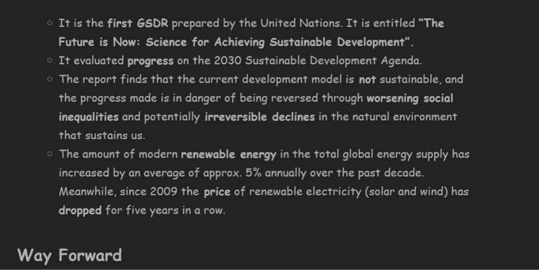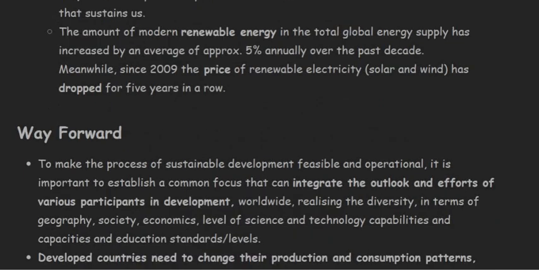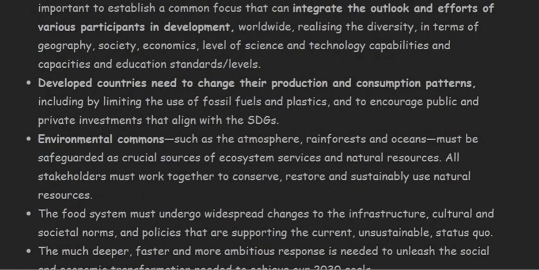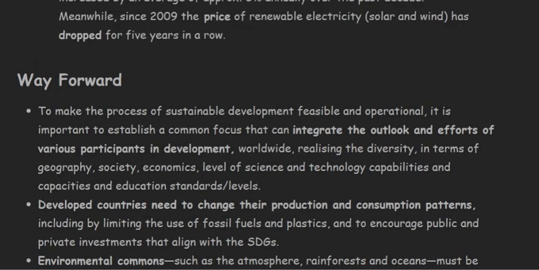Global Sustainable Development Report, GSDR, 2019. It is the first GSDR prepared by the United Nations. It is entitled, "The Future is Now: Science for Achieving Sustainable Development." It evaluated progress on the 2030 Sustainable Development Agenda. The report finds that the current development model is not sustainable, and the progress made is in danger of being reversed through worsening social inequalities and potentially irreversible declines in the natural environment that sustains us.